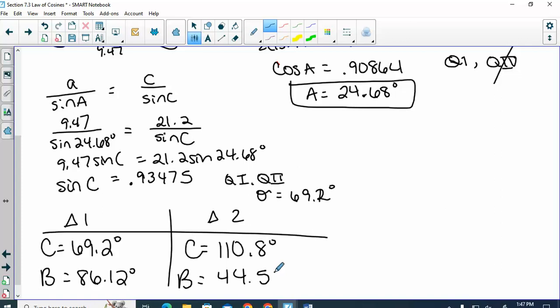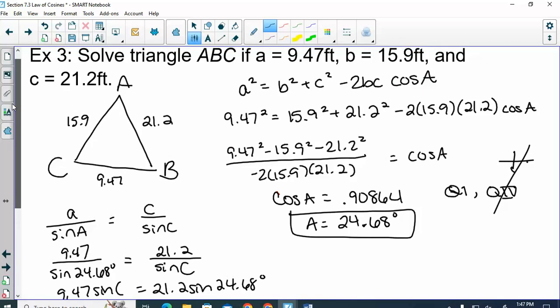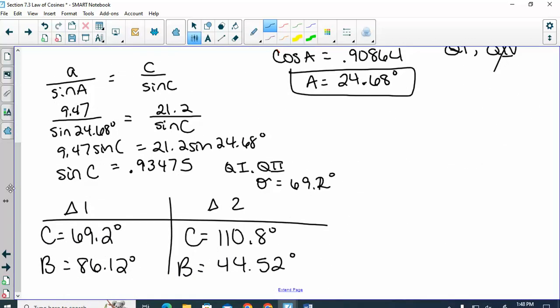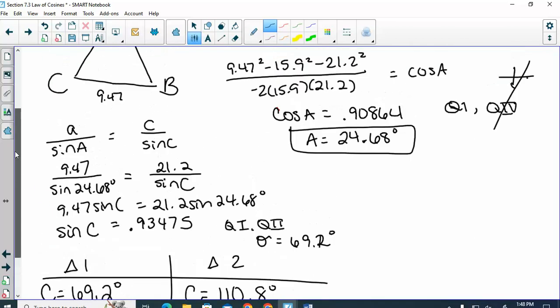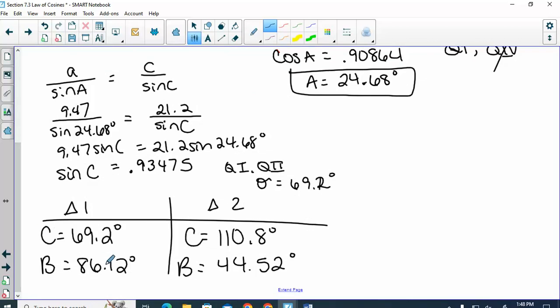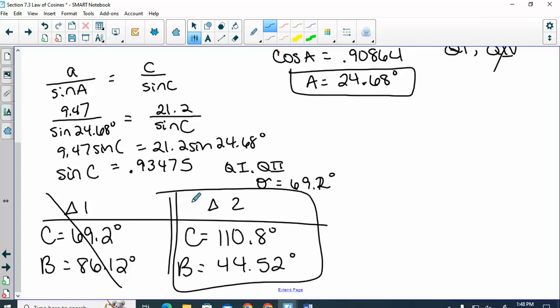Which angle has to be the biggest in this triangle? C has to be the biggest. Which one has to be the smallest? A. So do all of these meet the requirements? Which one? The first one. When we look, angle B was the biggest angle, not angle C. So it's actually this triangle.